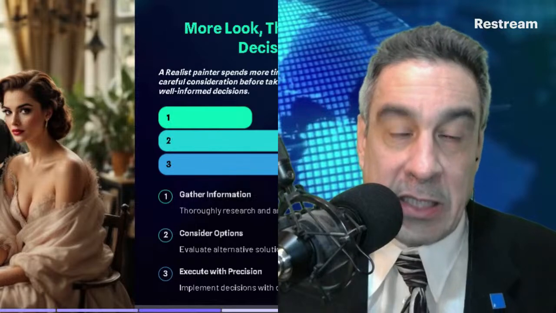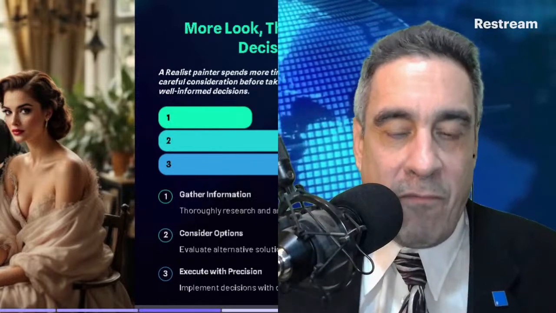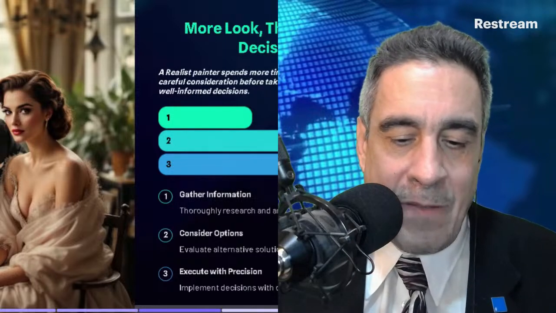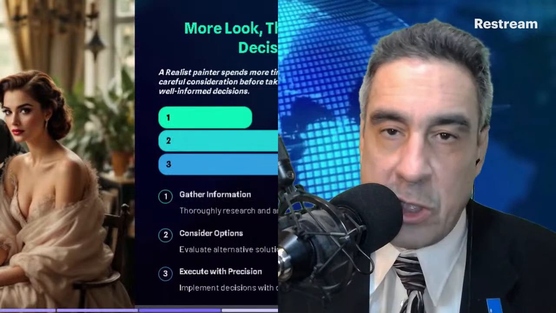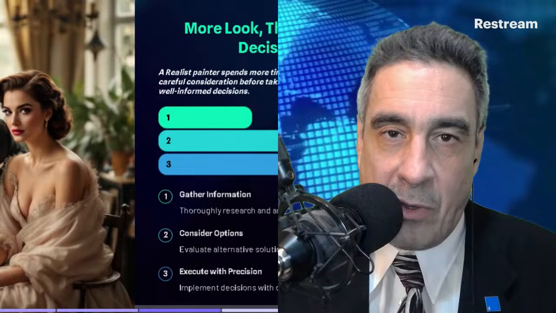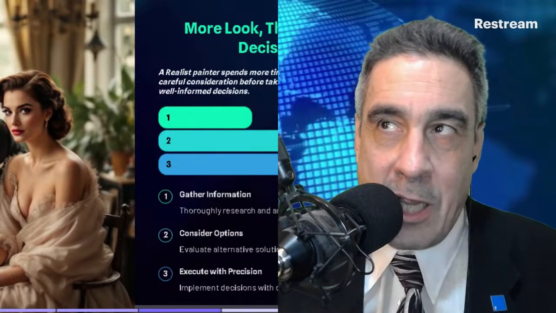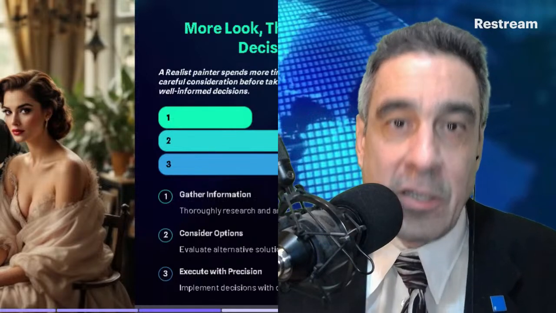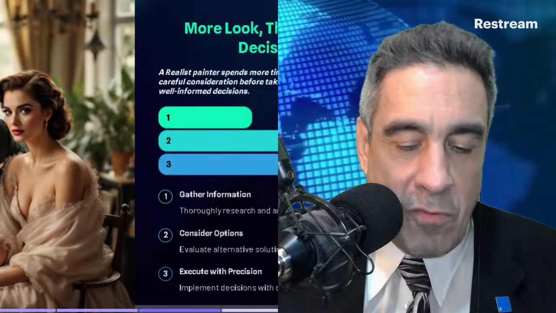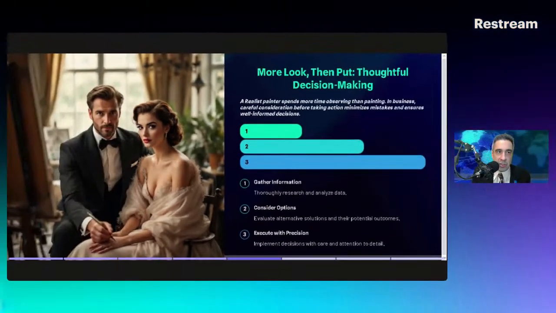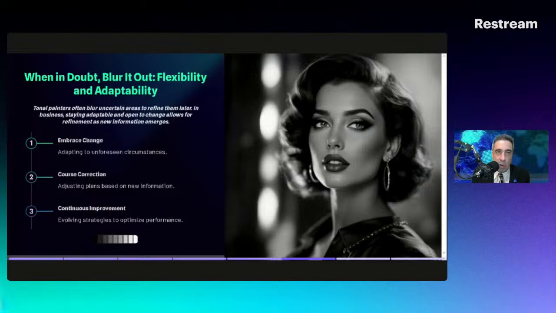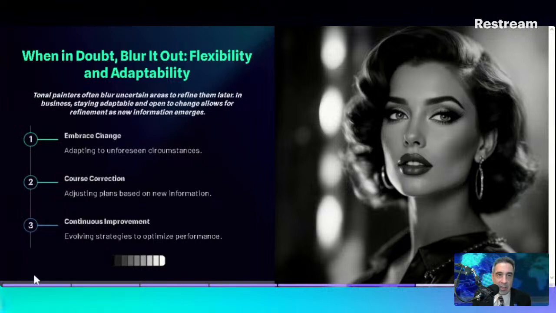And that takes a lot of pre-planning. That takes a lot of thought. That takes a lot of research. So before, I heard that Trump did 2 years of research in terms of what people were most concerned about before he made a move down the golden staircase. And so it's important that you, just like in business, do lots of thoughtful reflection, and then once you've decided, execute with precision. All right, this is what makes tonal painting and business sort of unite. All right. When in doubt, blur it out.